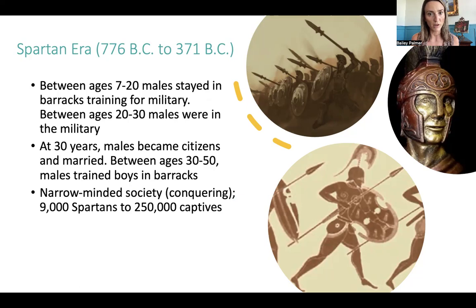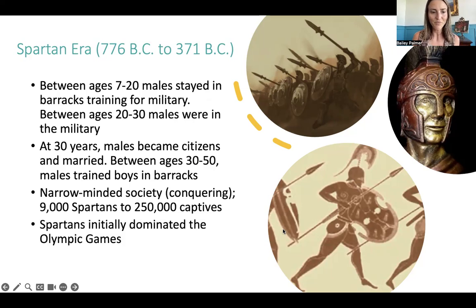So there was this one point in Sparta history where there were only 9,000 Spartans, but they had 250,000 captives. So think about that. Think about having all of these captives, but only a very small number of Spartans to actually rule over them. And so what do you think happened? The captives overtook the Spartans.